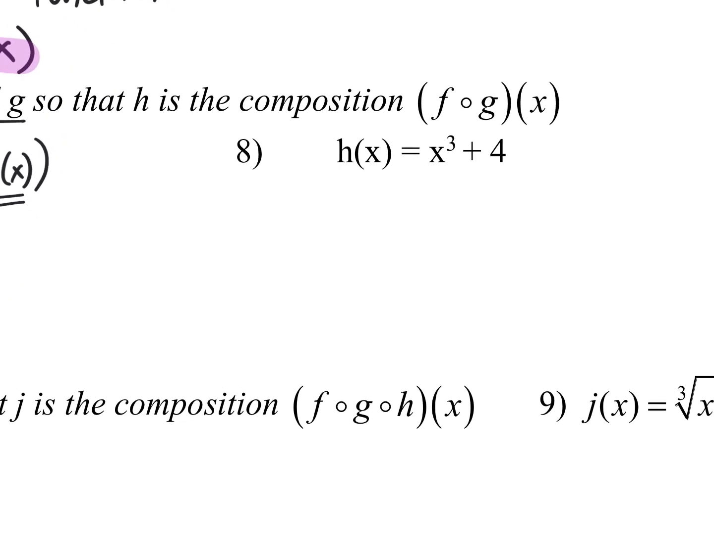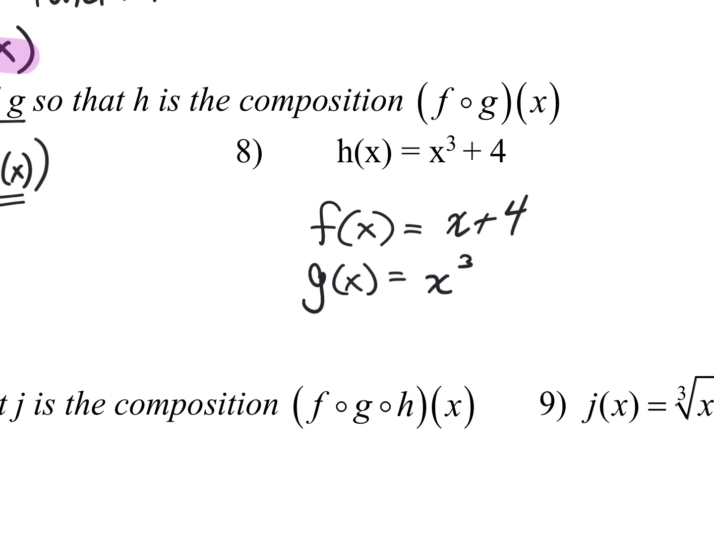Let's look at another one. Here I have h of x, and I'm looking for f of x and g of x. I want to go innermost to outermost. If we think about order of operations, the first thing that would happen here is that x would be cubed. And the second thing that would happen here is that whatever quantity we get, we add 4 to it.